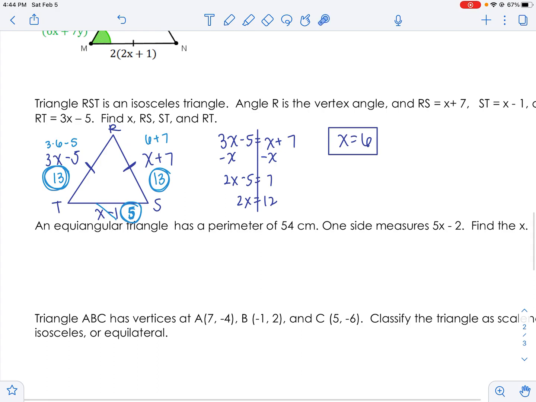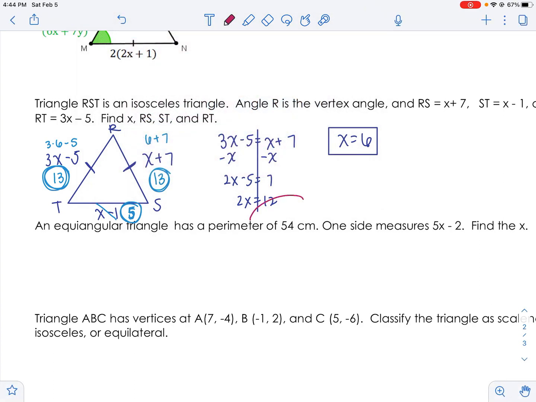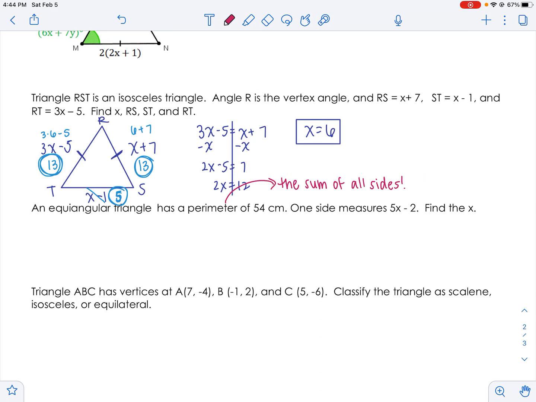Now look at this next one. It has the word perimeter in it. And if you don't remember what perimeter is, perimeter means the sum of all sides. And that's a good word to know. So before I read this problem out, just remember that perimeter means the sum of all sides. So an equiangular triangle has a perimeter of 54 centimeters. One side measures 5x minus 2, find x.